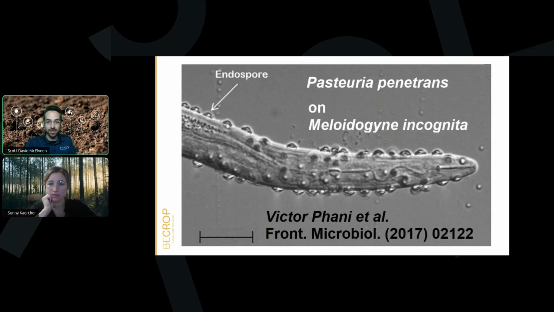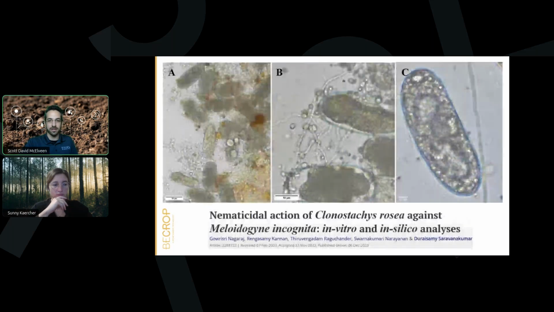On the nematode front, here's a bacterium, Pasteuria penetrans, that attaches itself to the cuticle of root knot nematodes, and it feeds on them, it sterilizes them. Sterilizing them is a big deal because the females can lay 50 to 2,000 eggs. So that can absolutely put the brakes on an infestation if you can infect and sterilize the nematodes.